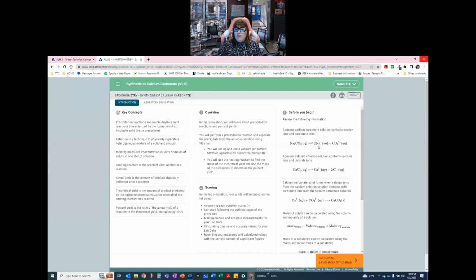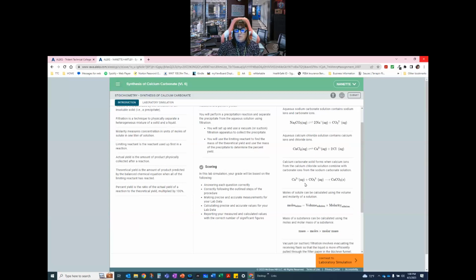Know that Na2CO3 is Na+ and CO3 2-. Calcium chloride is calcium and chlorine. And of course, Ca2+ plus CO3 2- becomes CaCO3. And we can find the moles of solute by multiplying the volume of solution times the molarity. And of course, if you want to get to mass from that, you can use moles times molar mass.